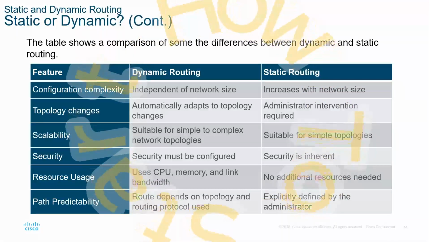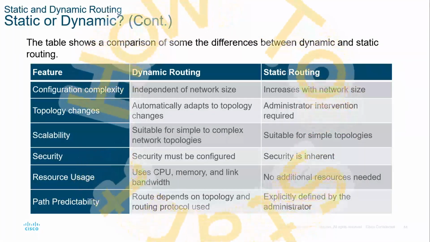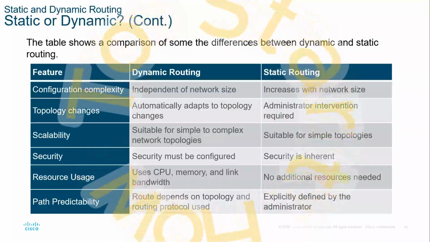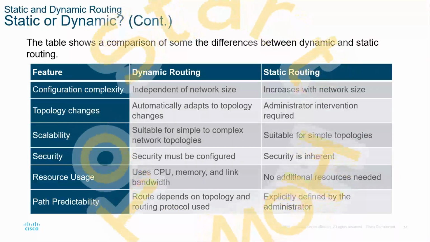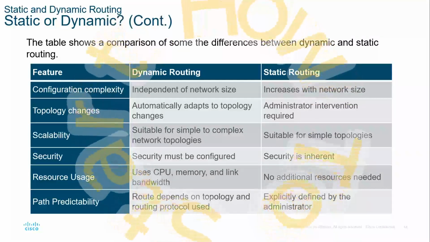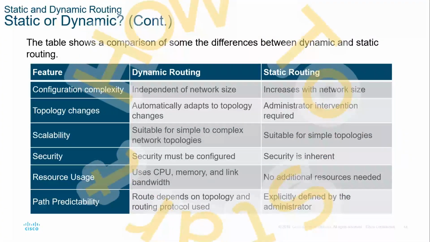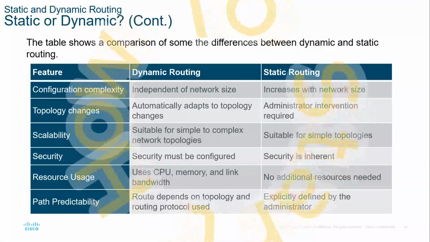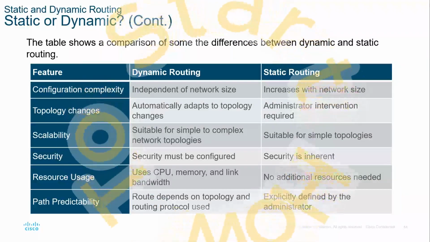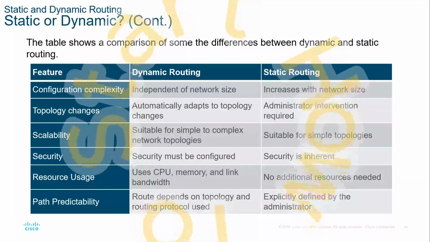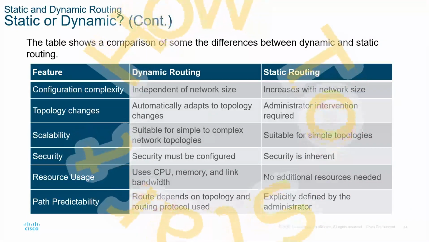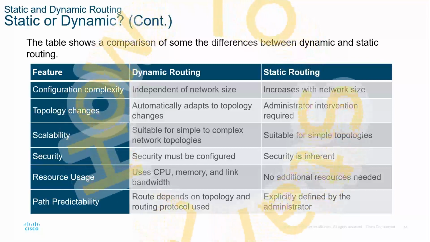Resource usage. Dynamic routes have to process these updates and these changes and whatnot, so they use more resources. With dynamic routing, those resources mean a higher level router, more memory, more processor. With a static route, no processing is needed. Path predictability. Dynamic routes will be path independent, whereas with static routes, the paths are explicit. So there are pros and cons for both. It just kind of depends on what you're trying to accomplish.